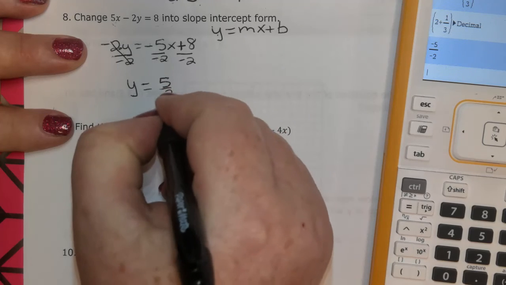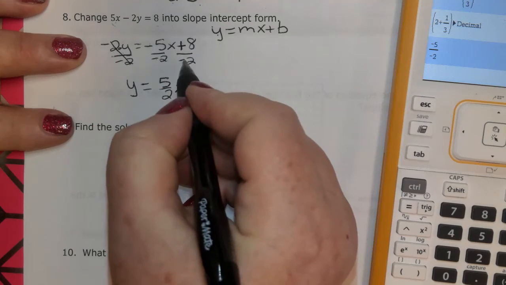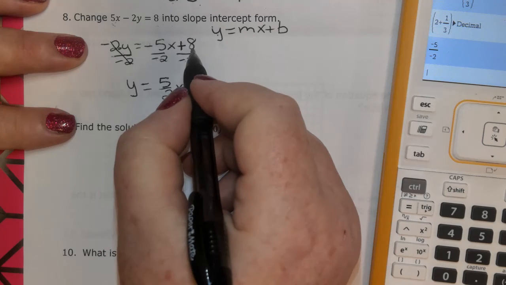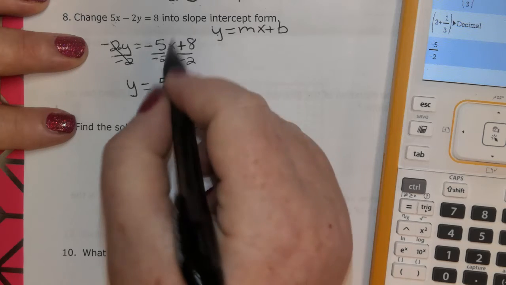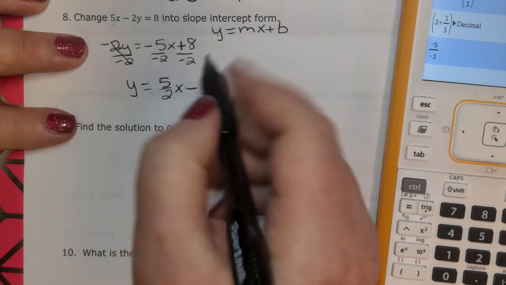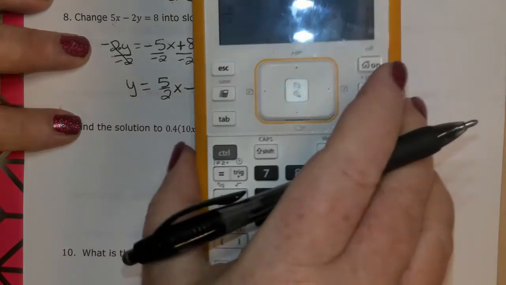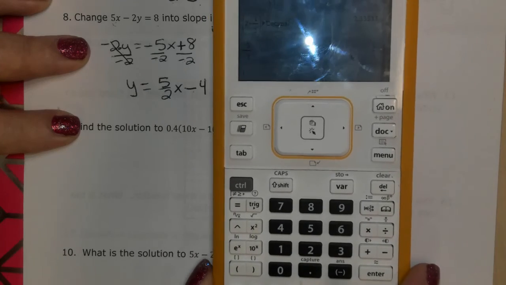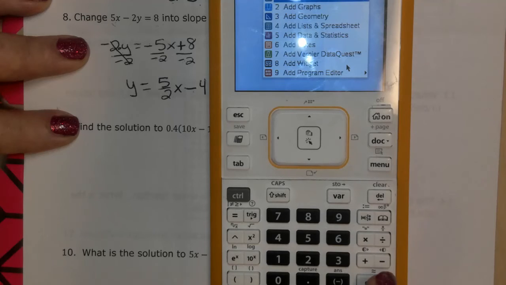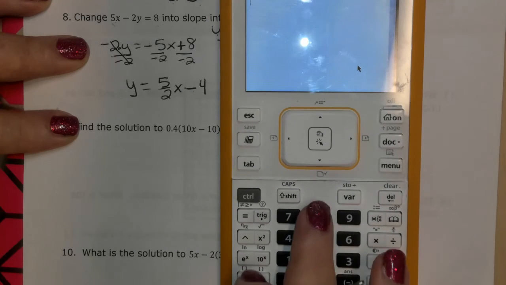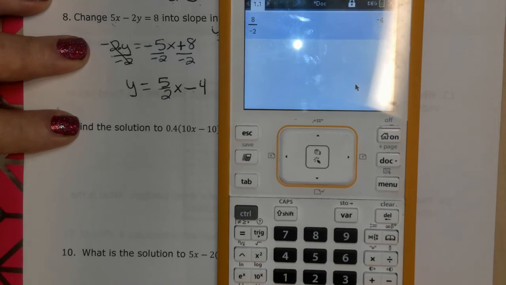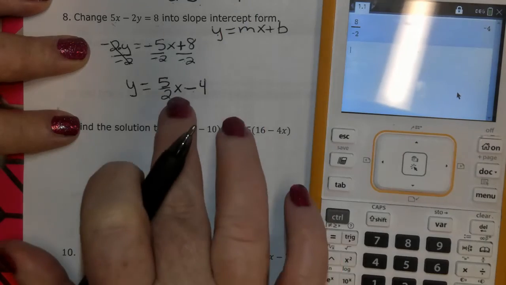So 5 over 2x. A positive divided by a negative is a negative. So that plus sign is kind of treated like a positive sign when it's getting divided. So plus, negative, negative. 8 divided by 2 is 4. Once again, let's see. We're not sure. It's okay. We don't remember. What is 8 divided by negative 2? Can you see that? It is negative 4, minus 4.